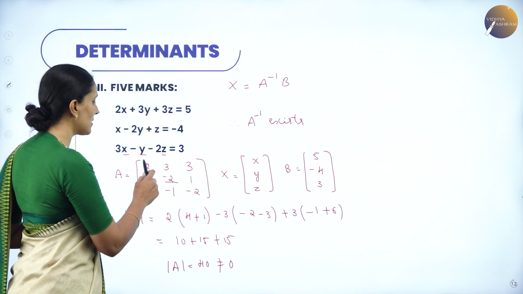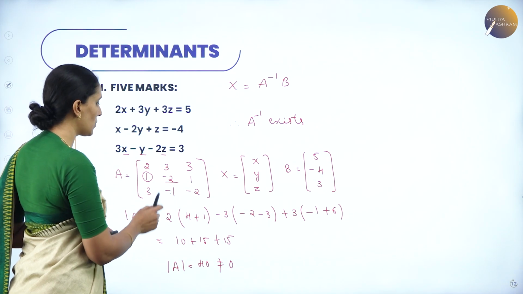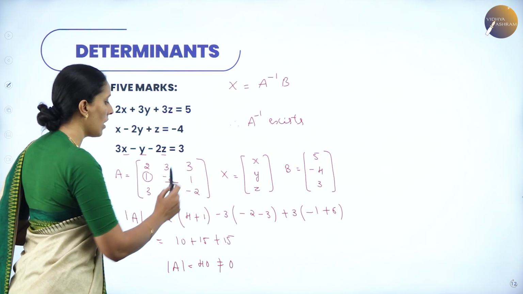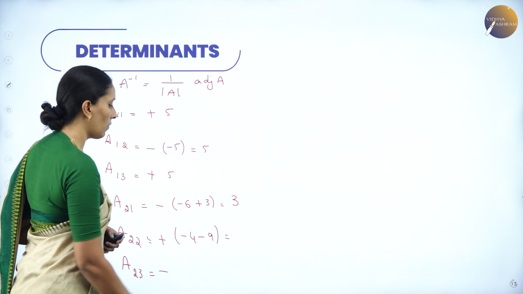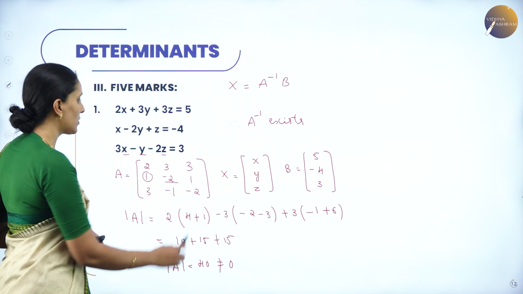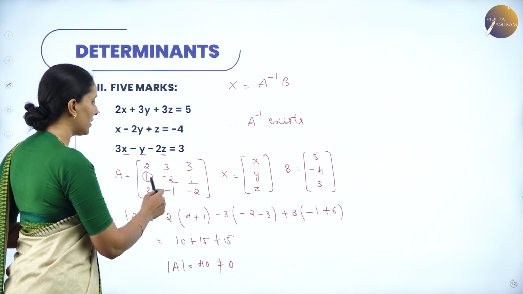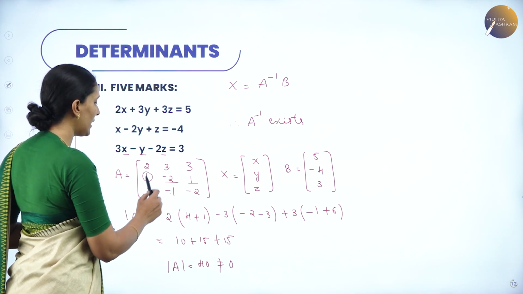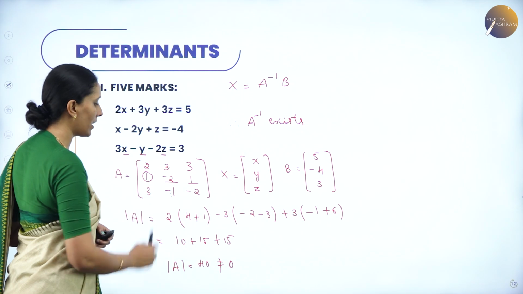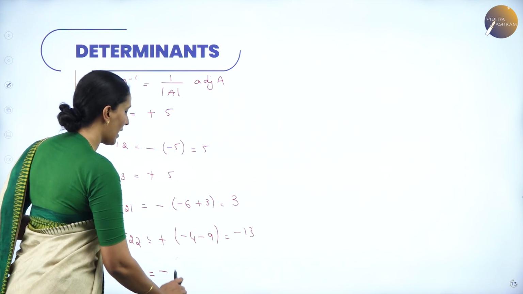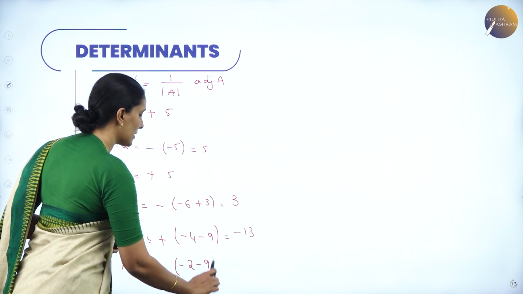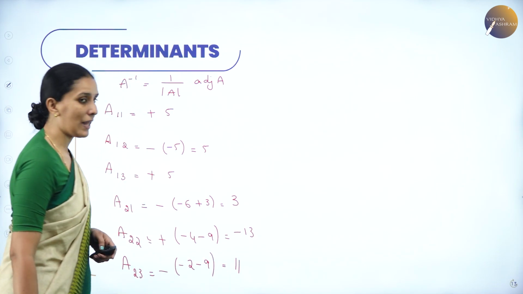Next we'll calculate for the element -2. We have 2, 3, 3, -2. So we have -4, -9, which is equal to -13. Next for the element 1, delete the row and column. We have 2, 3, 3, 1, which is 2 into -1, -2, minus 3 3s are 9. So we have -2, -9, which is equal to 11.